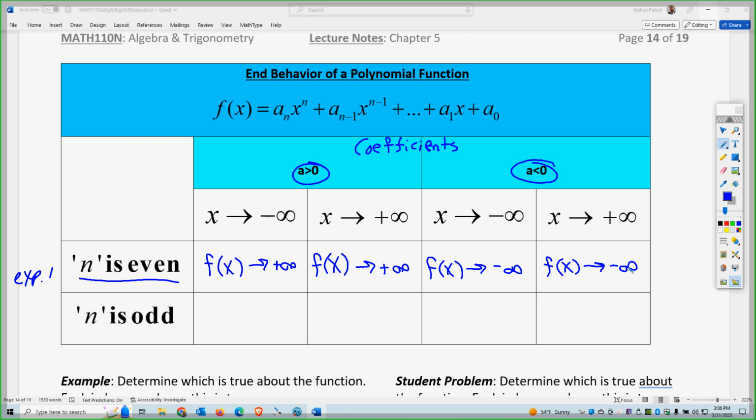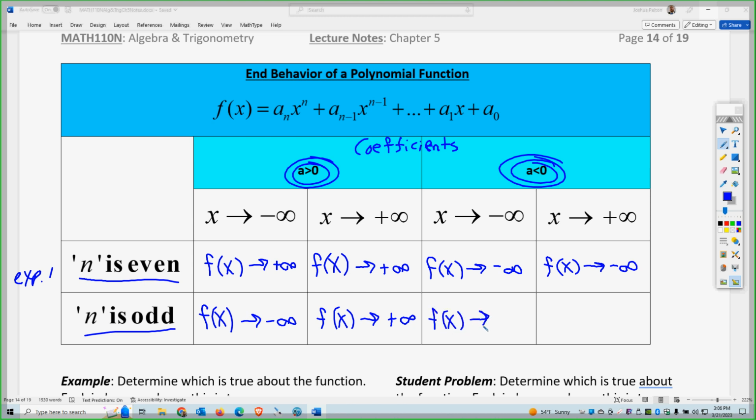Okay. Well, if you have an odd exponent, then if you plug in a positive, you get a positive. You plug in a negative, you get a negative. Pretty straightforward. So a positive coefficient doesn't really change anything. So the function in the negative direction goes negative, and the function in the positive direction goes positive. Okay. If you multiply by a negative, that's going to switch the outcome. So the function is going to go positive in the negative direction, and the function is going to go negative in the positive direction.